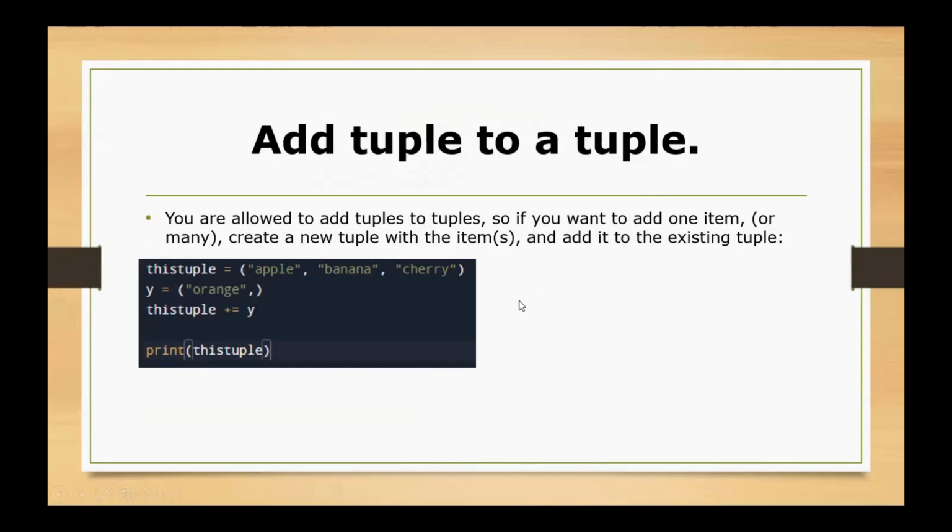Alright, so next is add tuples to a tuple. Like there are two tuples and you want to put them together. Like this you can do. It's very simple. But the orange now here is like a tuple. Alright, so over here, this result I didn't find out, so I have not kept it here.